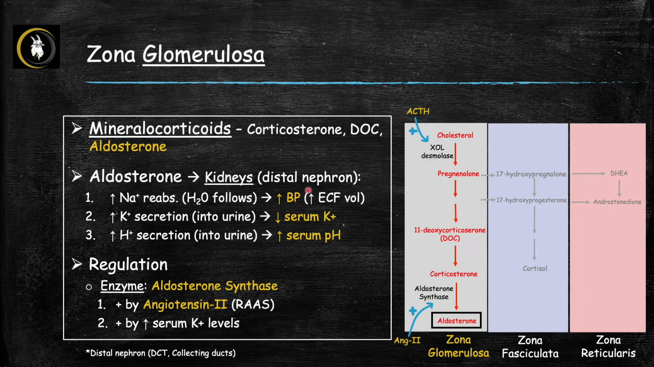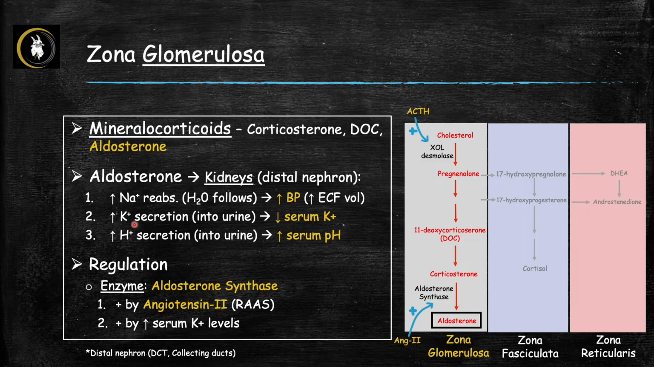So specifically in the kidneys, it's going to act on the distal nephron. And by the distal nephron, we mean the distal convoluted tubule and the collecting duct. And it's going to act on those channels there, and it's going to cause 3 changes. So there's 3 effects of aldosterone that you have to know. Number 1, it's going to increase sodium reabsorption from the urine back into the blood. And what's going to follow sodium? Water is going to follow sodium back into the blood. So this is going to increase the intravascular volume, and therefore it's going to increase blood pressure. So that's action 1 of aldosterone.